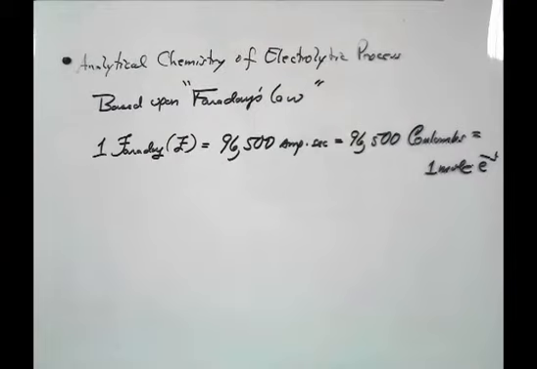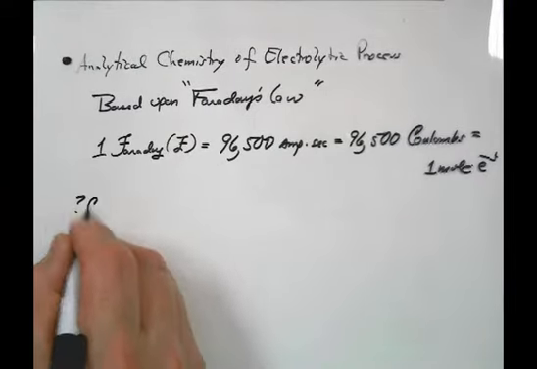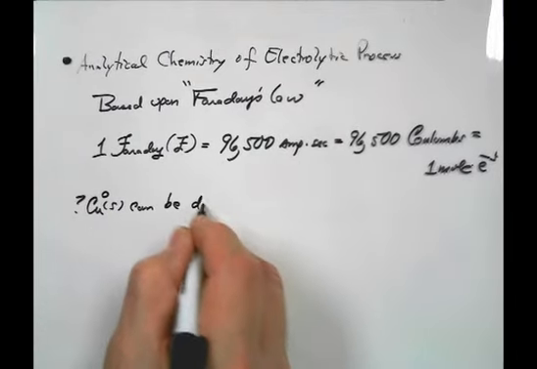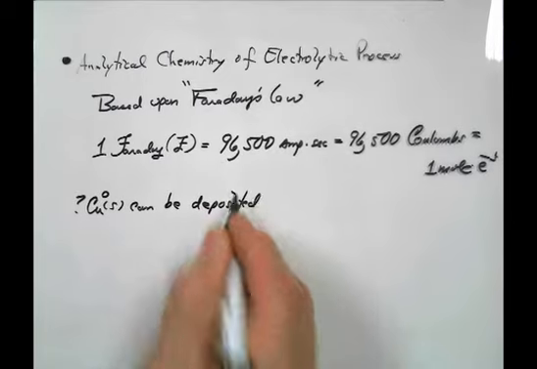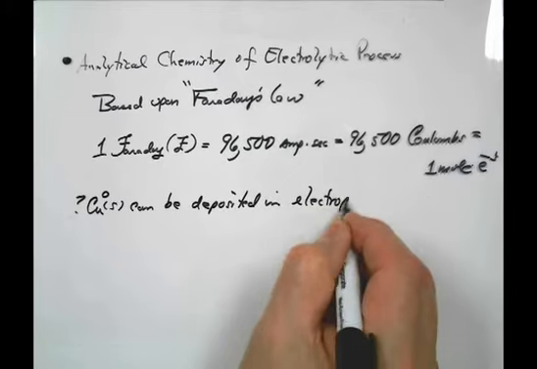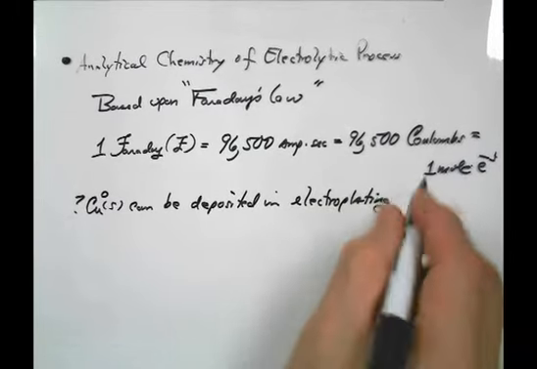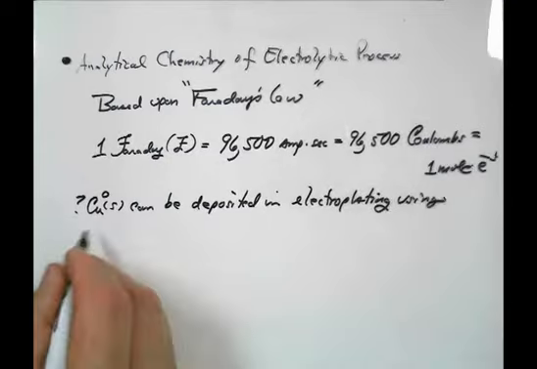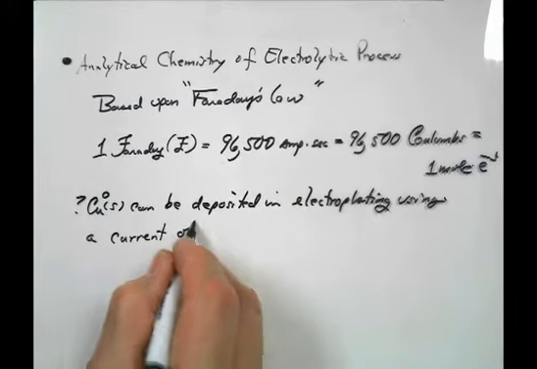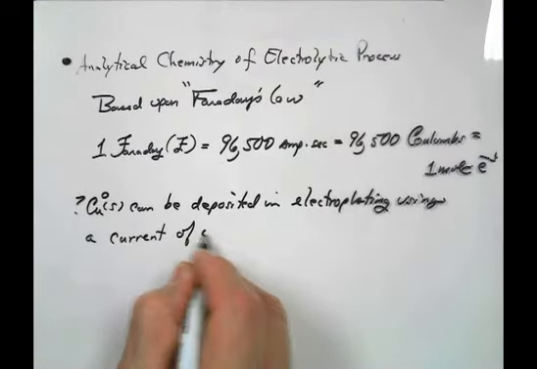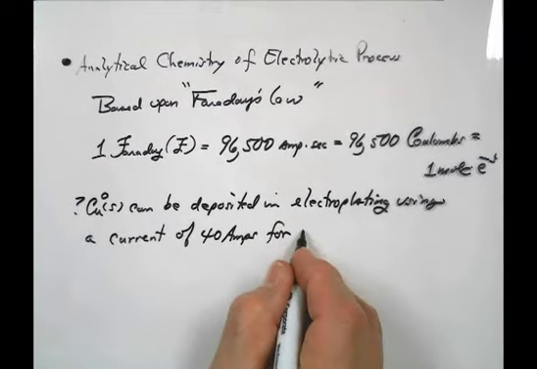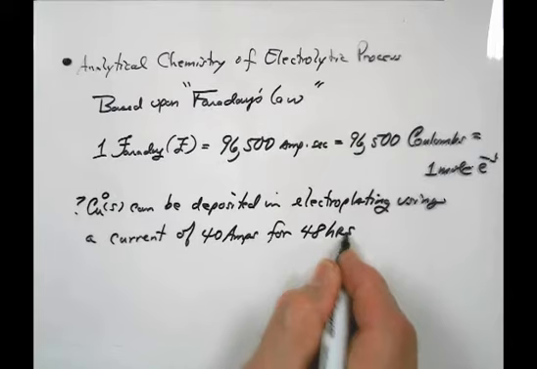Okay. A question like this: how much copper solid can be deposited in electroplating using a current of 40 amps for 48 hours.